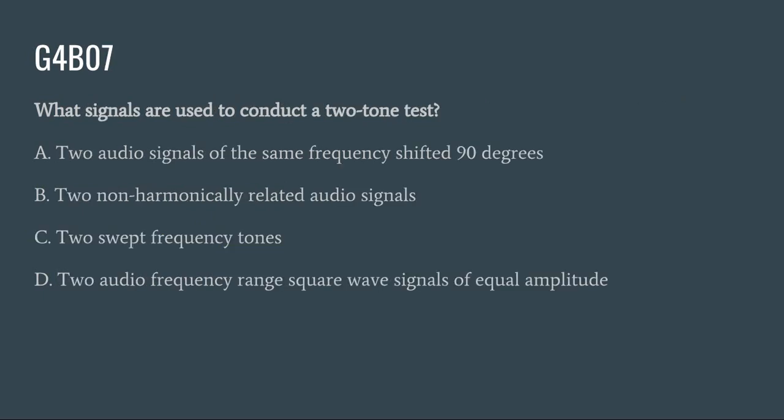G4B07, what signals are used to conduct a two-tone test? A, two audio signals of the same frequency shifted 90 degrees. B, two non-harmonically related audio signals. C, two swept frequency tones. Or D, two audio frequency range square wave signals of equal amplitude. Correct answer is B, two non-harmonically related audio signals.